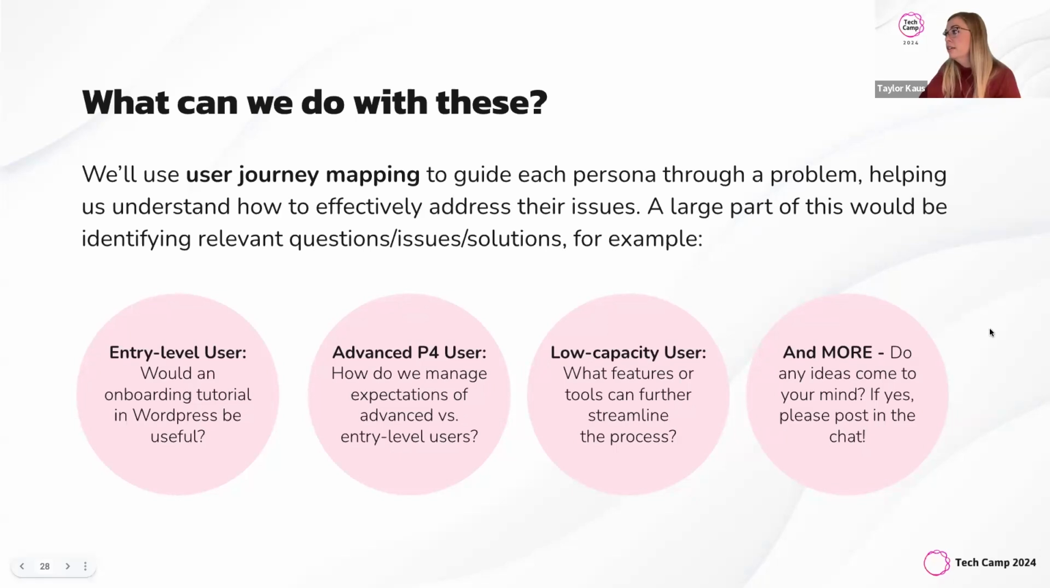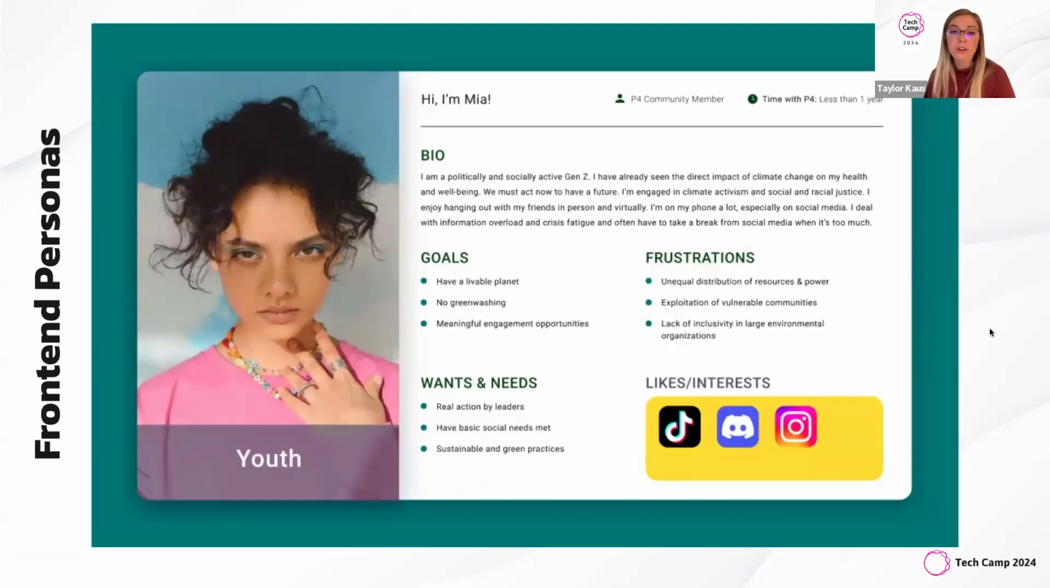So next, we will move on to our front-end persona. So we have a front-end persona that we have classified as youth. So I will read this one as well. I am a politically and socially active Gen Z. I have already seen the direct impact of climate change on my health and well-being. We must act now to have a future. I'm engaged in climate activism and social and racial justice.